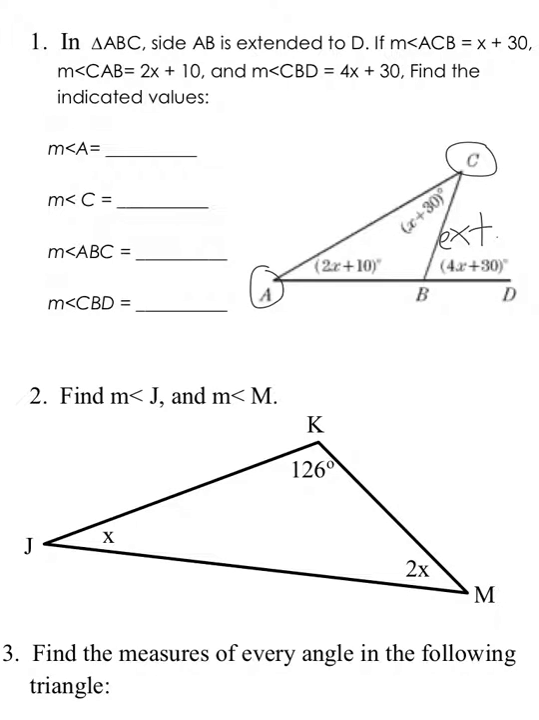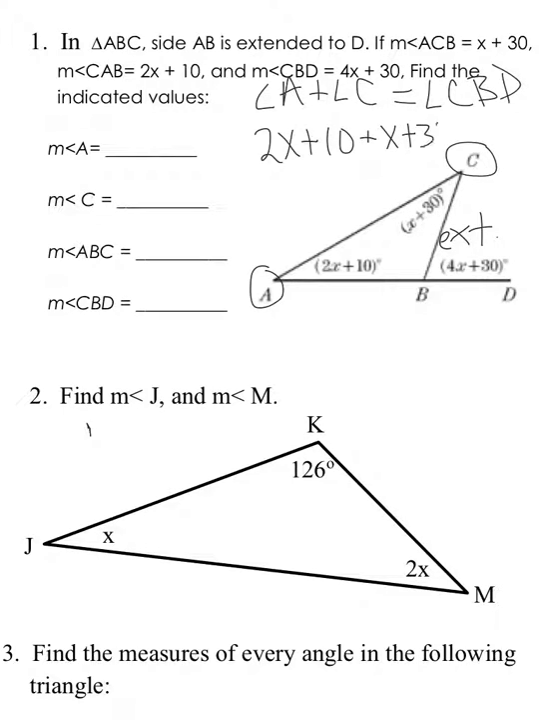So what we have here is angle A plus angle C will equal angle CBD. Okay. Now we are going to have to set up some algebra here in order to do that, but it's not a big deal. You have 2x plus 10 plus x plus 30. That's A plus C, and that should equal the exterior angle 4x plus 30.